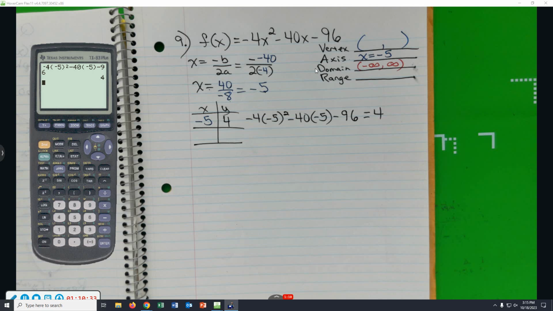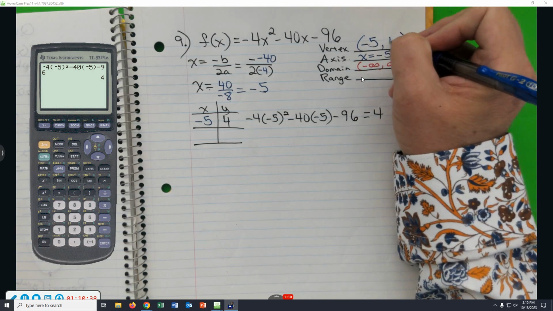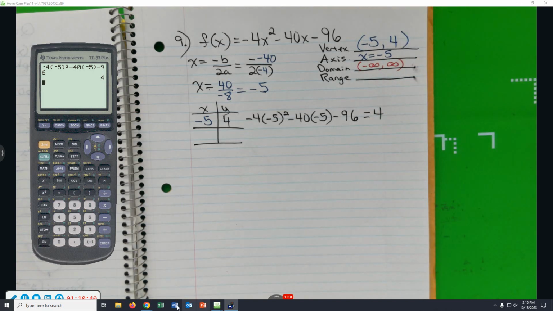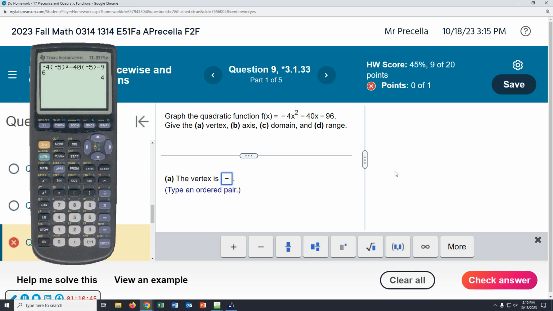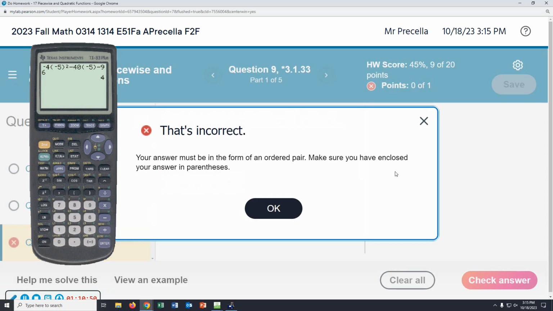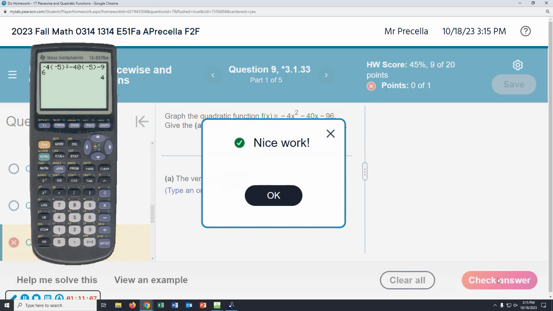That's the vertex. I'm going to write it right here, and I'm going to go ahead and punch that answer in. Negative 5, positive 4. Make sure, if I would do this, negative 5, comma 4, what's it going to say? Your answer must be in the form of an ordered pair. Make sure you have enclosed your answer in parentheses. So parentheses and parentheses.